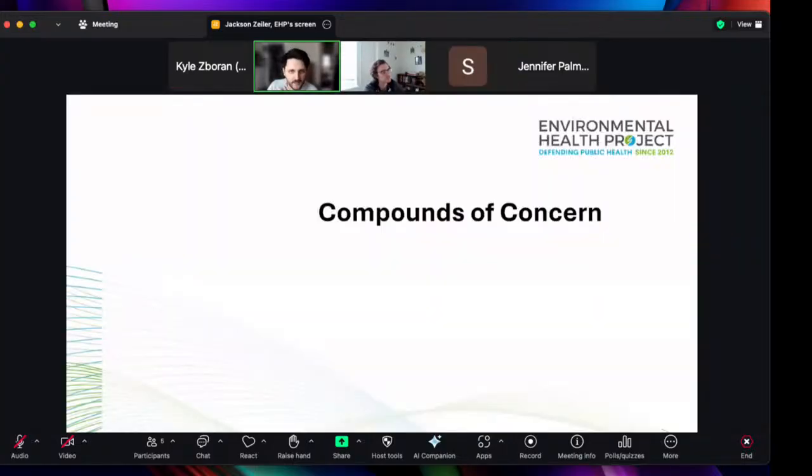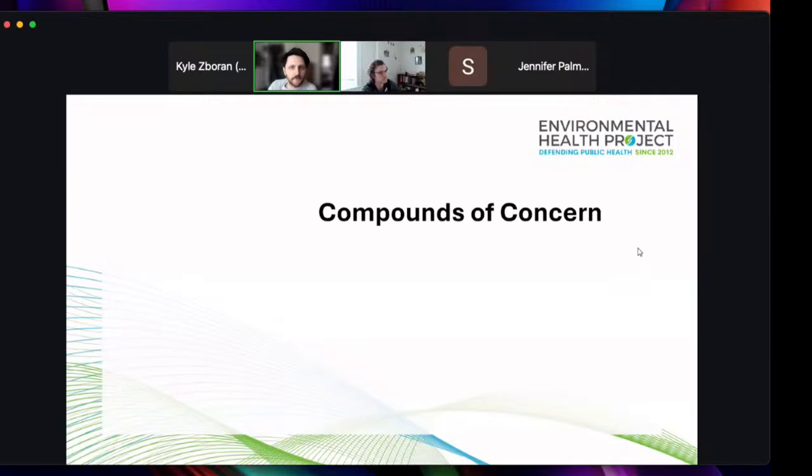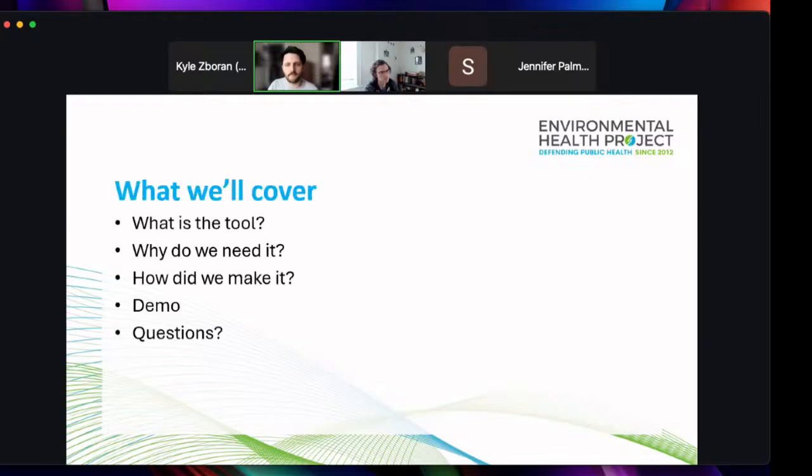Alrighty, okay, so switching gears to our other tool that we wanted to show today. Just before that, I'm Jackson Zeiler, as Nathan said, the public health analyst here at EHP. The other tool that we have released last year is this Compounds of Concern tool. And just before doing a demo, I wanted to run through a little bit of background just because it helps to contextualize and better understand the tool and what you're looking at.